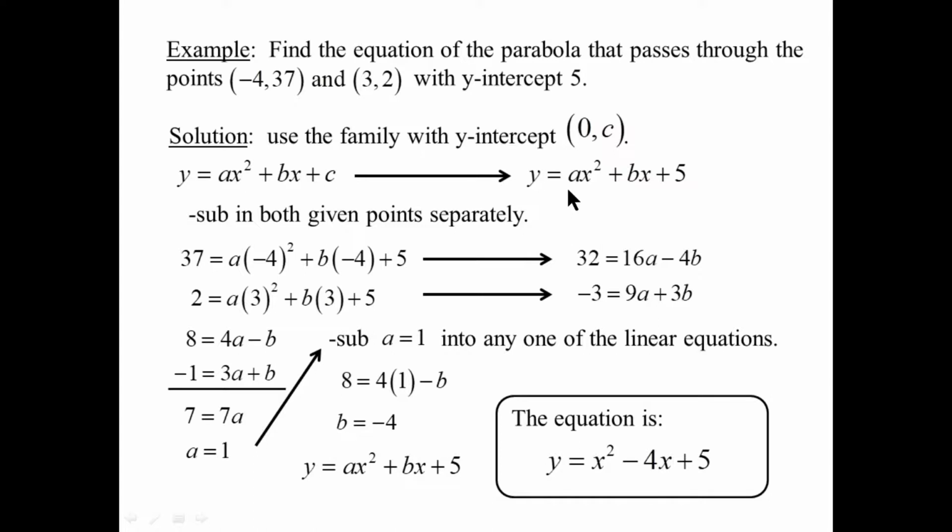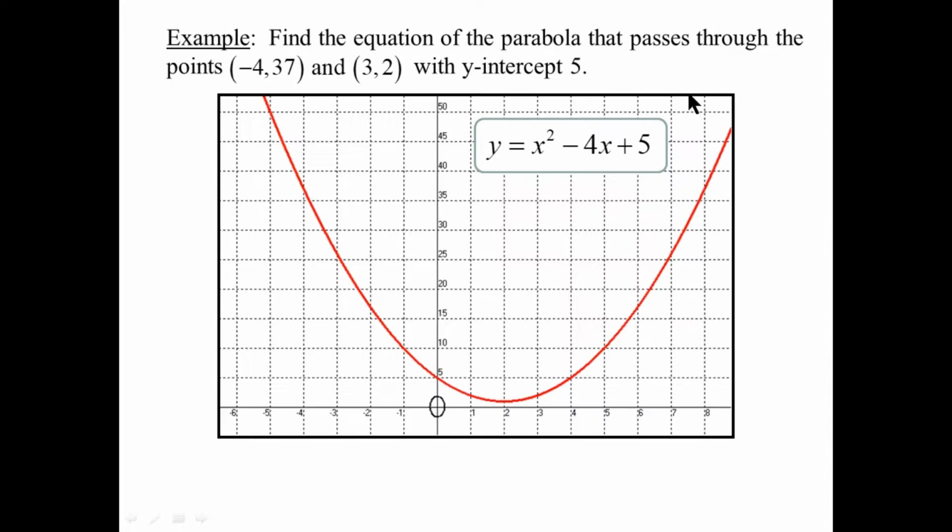On the software, bringing the entire example forward to see if it's right. Here's the example, here's our solution, and this is what the software said. Let's see. Does this go through (-4, 37)? Well, I made the vertical scale count by 5 so that we could get to 37. Let's just see, (-4, 37). Yep, there it is. Does it go through (3, 2)? Let's just see. Yep, there it is.